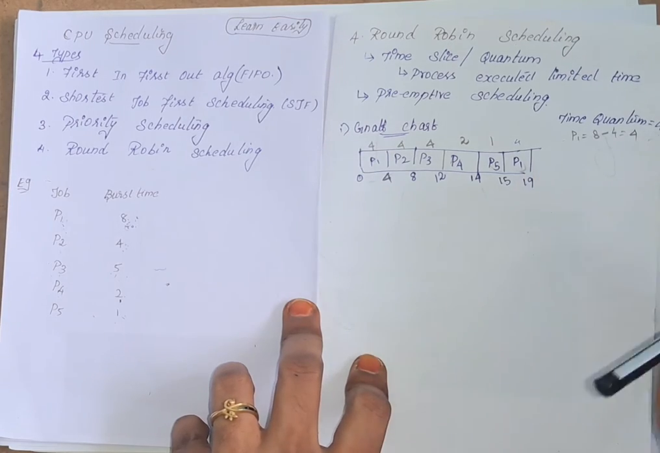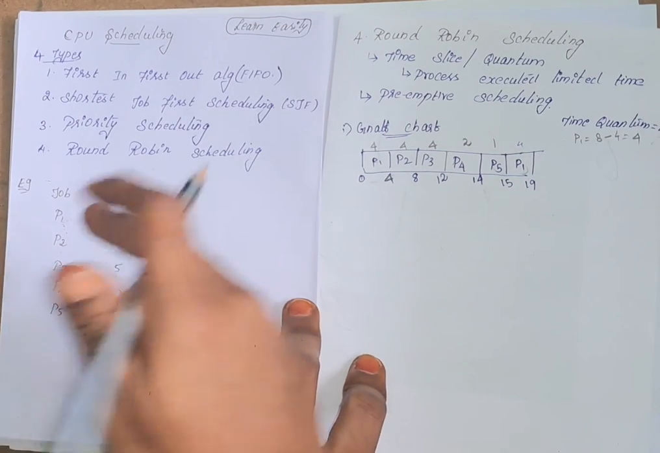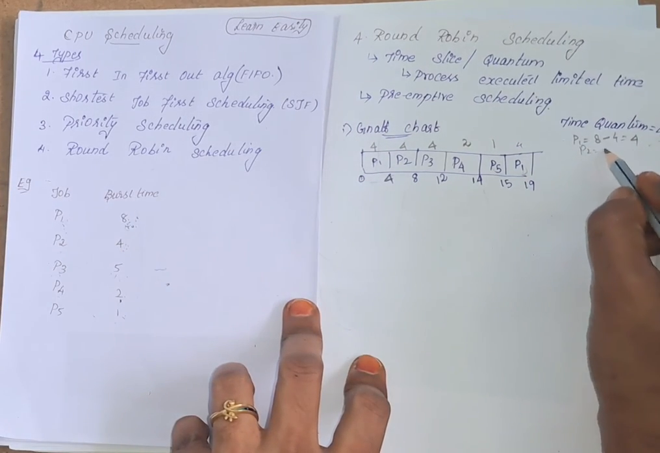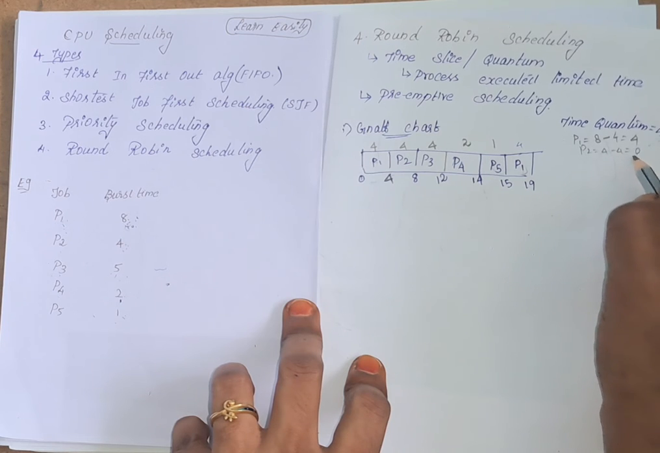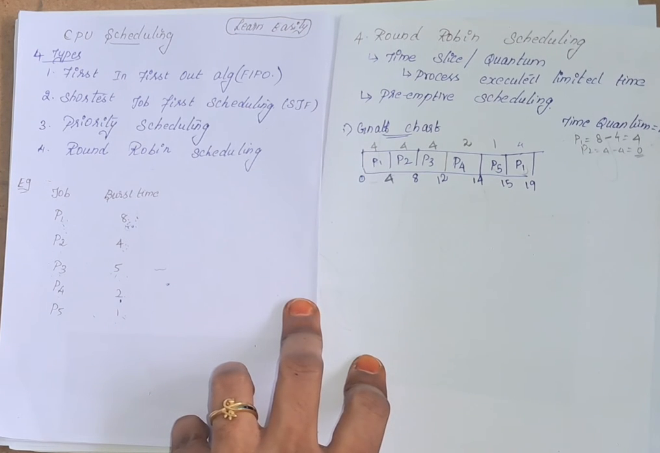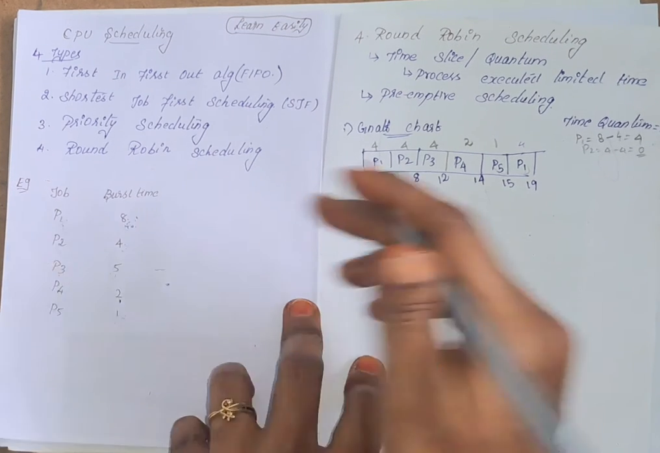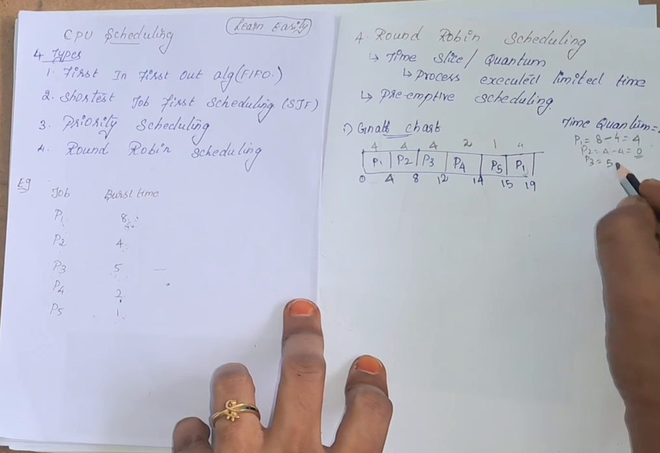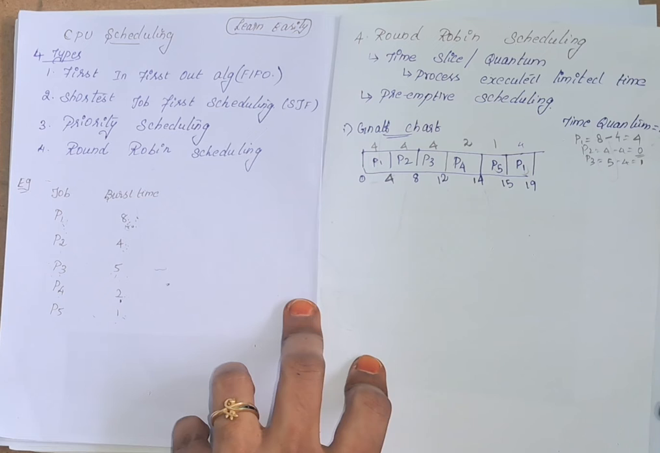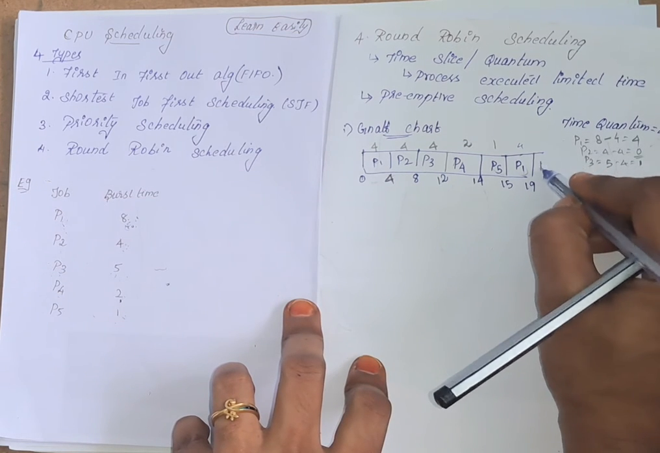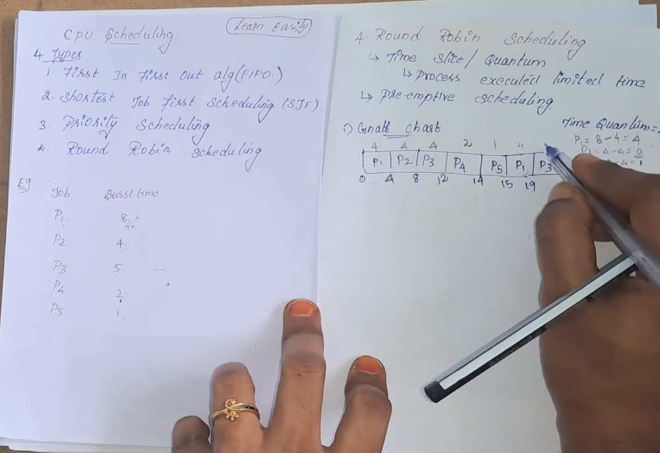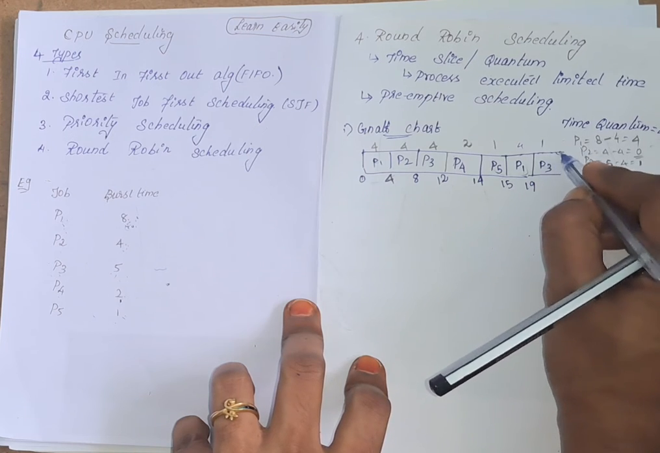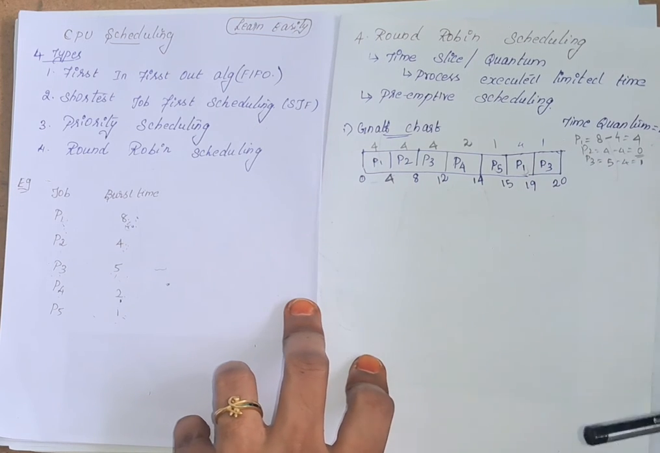Next, P2 requires 4. It already completed 4. So now P2 is not in the waiting list. Next, P3 is taken. P3 required 5. 4 is completed, remaining 1. So for 1 second it's waiting in the waiting list. So next P3 is considered for 1 second and it gets completed at 20.